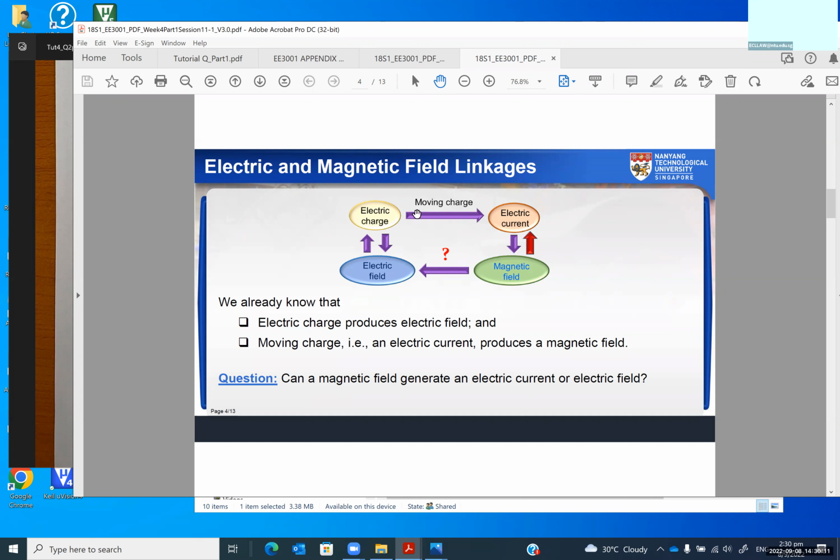This is a very important summary. If you have electric charge, it creates an electric field, right? If your charge is moving, you have current, right? And if you have current, you will generate a magnetic field. Now the question is, can you generate an electric field with a magnetic field? Yes, right? That's how we generate electricity. All electric generators use that principle.